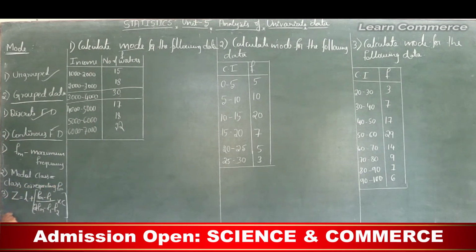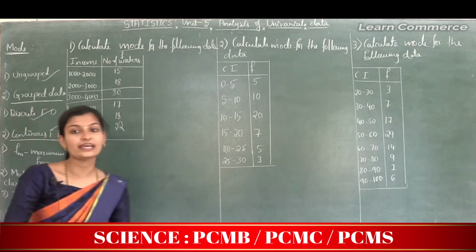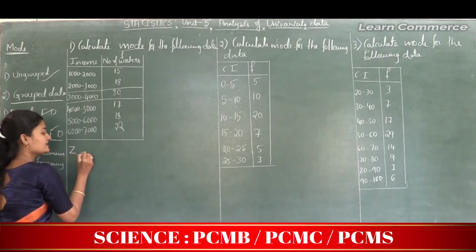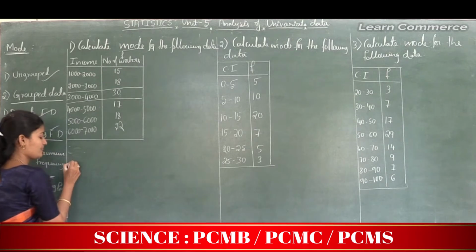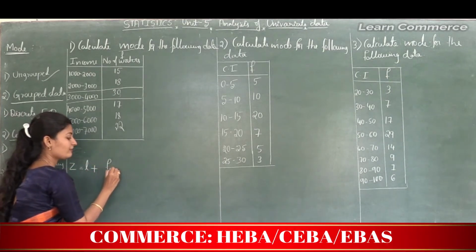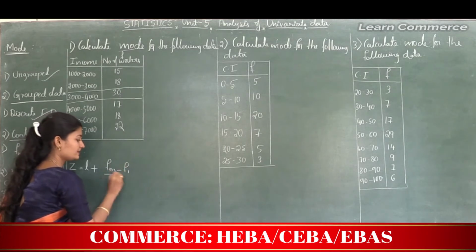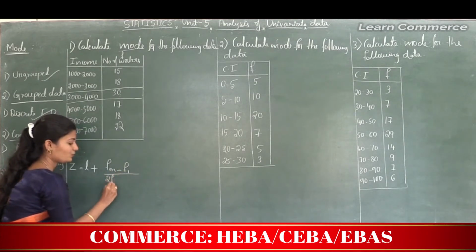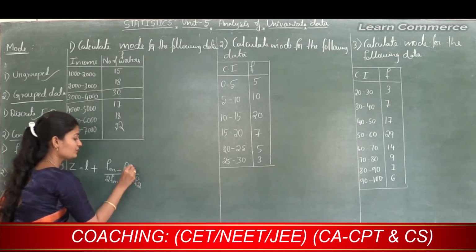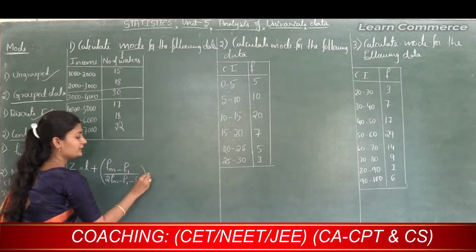Then step 3 is using the mode formula we can calculate mode. The mode formula is Z = L + (FM - F1) / (2FM - F1 - F2) × C.